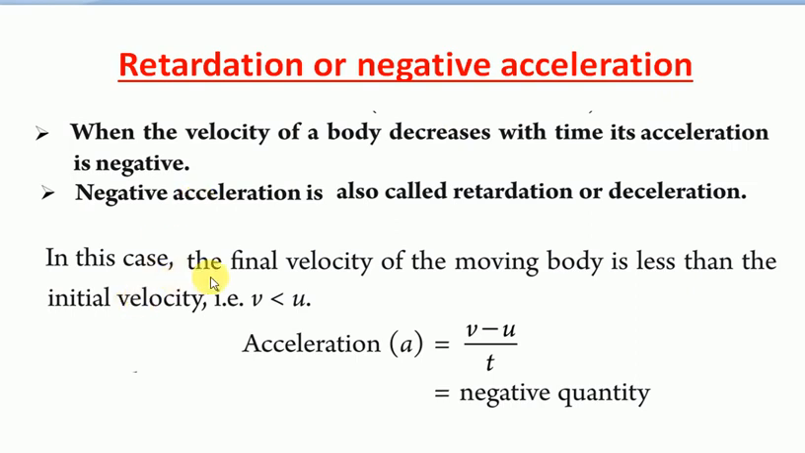In this case, the final velocity of the moving body is less than the initial velocity, as the final velocity in the case which we just observed was 15 meter per second, and the object initially was moving with 25 meter per second. So as v is less than u, or u is greater than v, that means initial velocity is greater than the final velocity. In such a case, the acceleration which we will get will be a negative quantity.